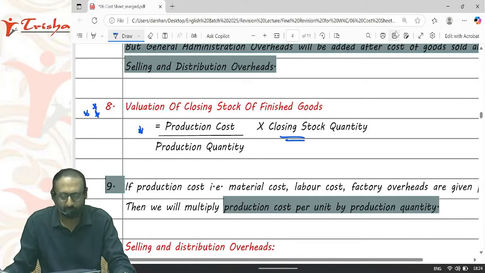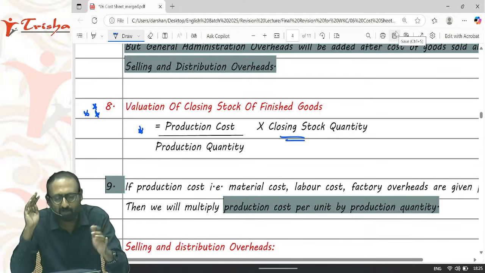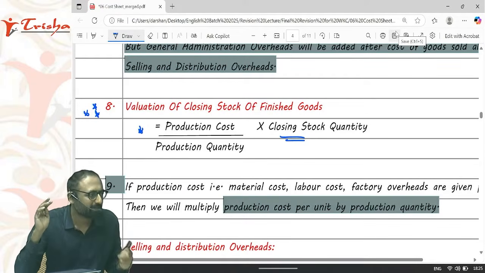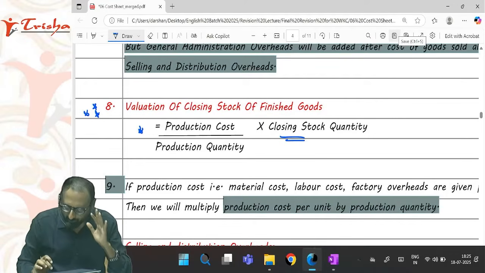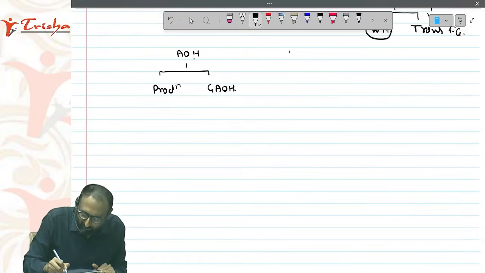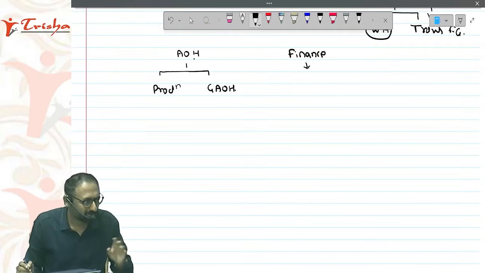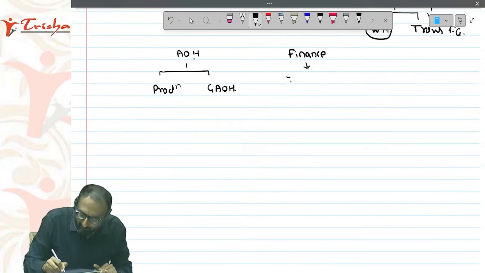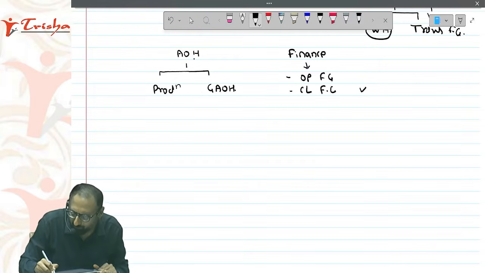Tell me, what will be your formula for closing stock value? Production cost divided by production quantity multiplied by closing stock quantity. Purposefully, what will the institute do? They will give the record of finance, the financial P&L account. In that finance record, they will specifically give the value of opening stock and closing stock of finished goods.